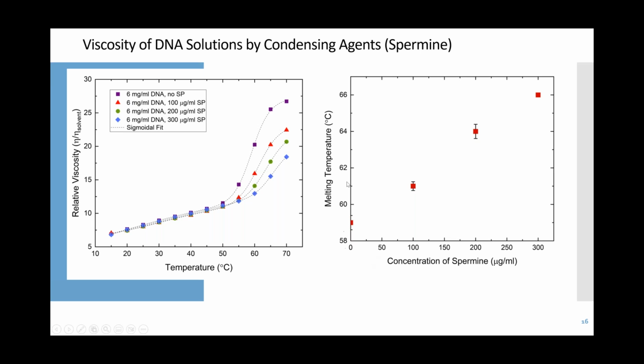I think now it's clear that with increasing concentration of spermine, the melting temperature shifts to higher temperature. For example, in the sample without spermine, the melting temperature is around 59 degrees C. However, in the 300 microgram per ml sample, the melting temperature shifts to around 66 degrees C.